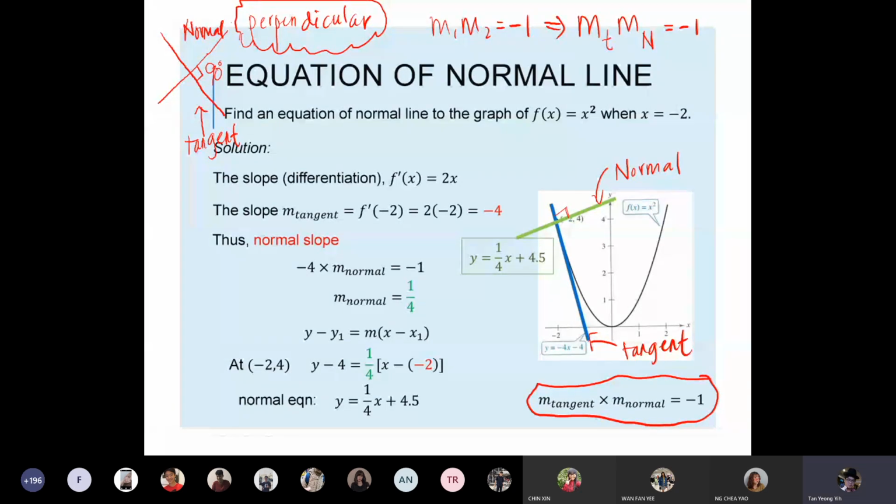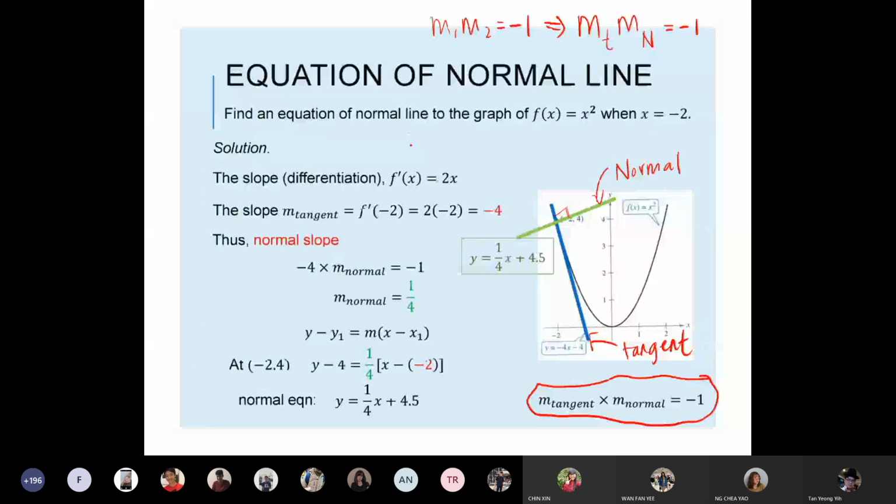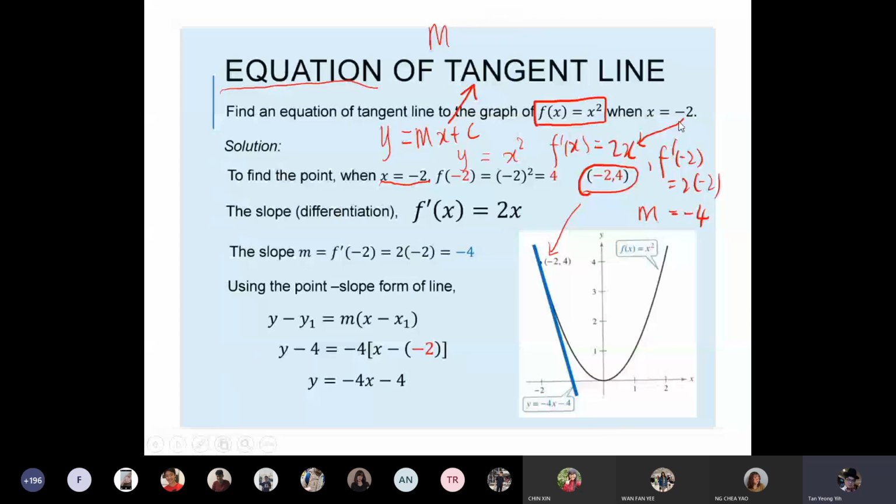Okay, I'm going to erase this. So, how to find the equation of the normal line? Let's take a look at this example. Find an equation of the normal line to the graph of f(x) equals x squared when x is -2. This is exactly the same function and the same point as the previous example.